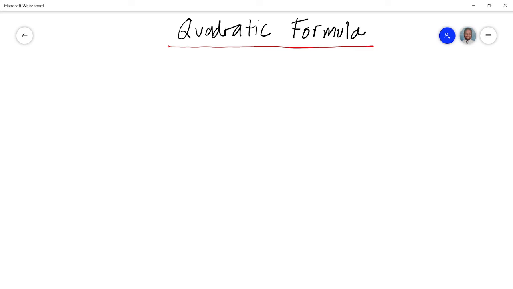Hi guys, in this episode of the series, we're going to be talking about the quadratic formula and how to derive it. Okay, now if you look at the basic quadratic expression, how are quadratic functions expressed? You will know that they are expressed as y is equal to ax squared plus bx plus c.